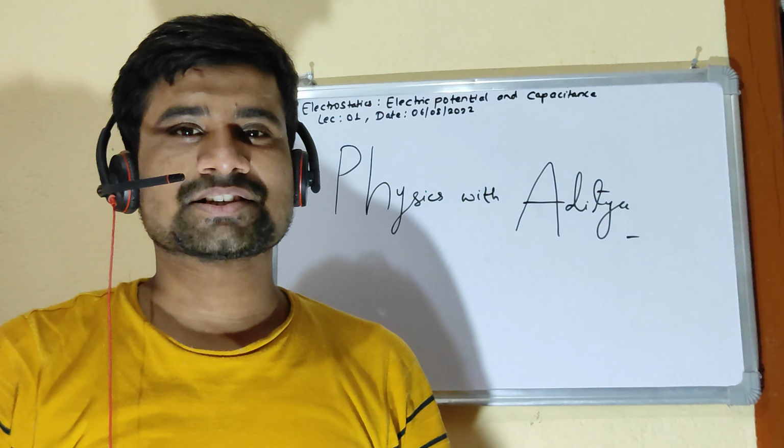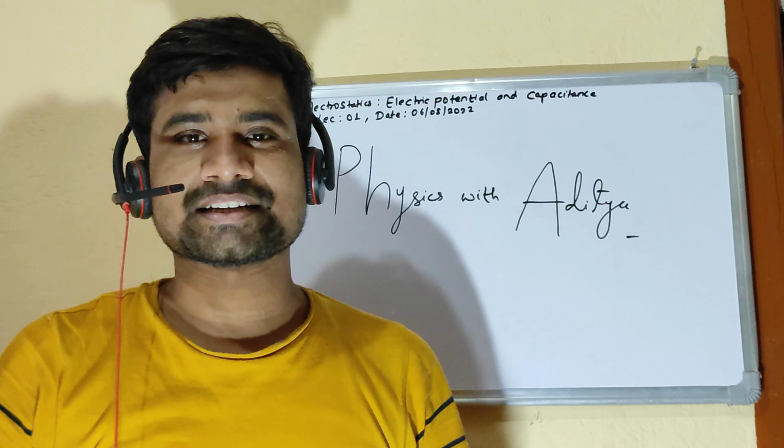Hello everyone, this is a continuation of our last lecture on electrostatics, where we dealt with electric charge and field in the first part of it. This is the start of the next part of electrostatics, which is electric potential and capacitance.